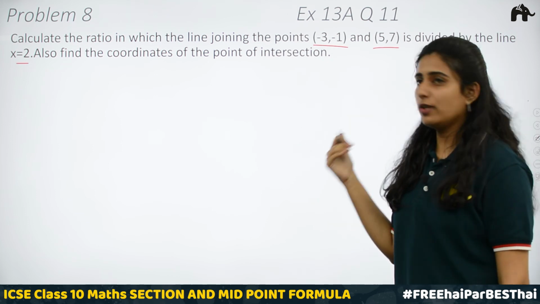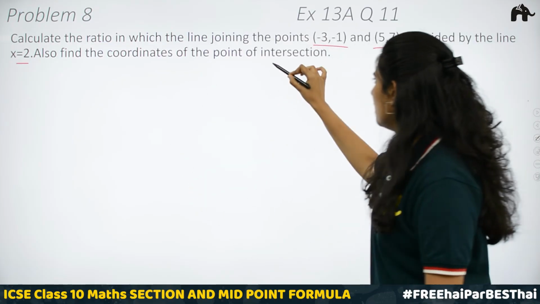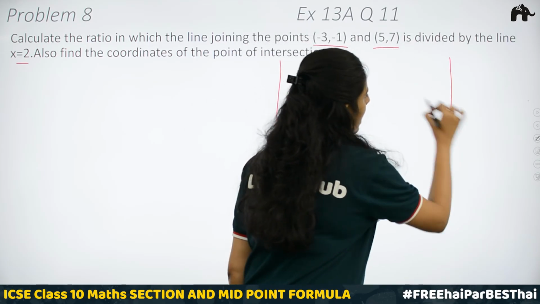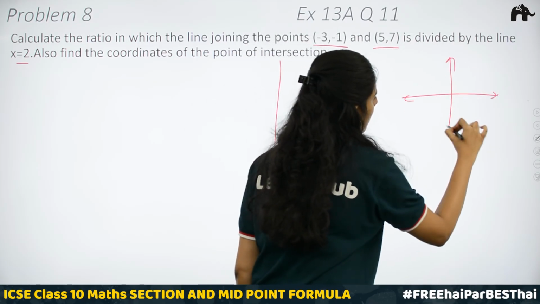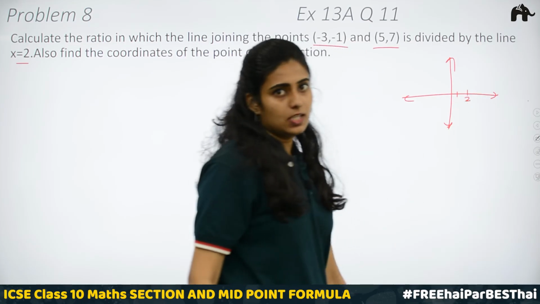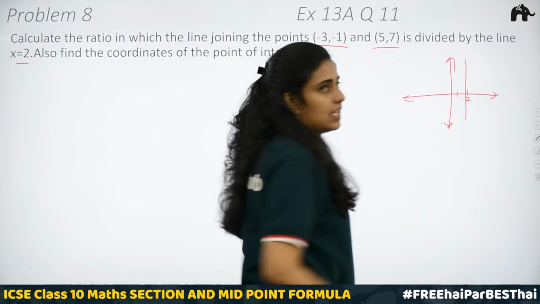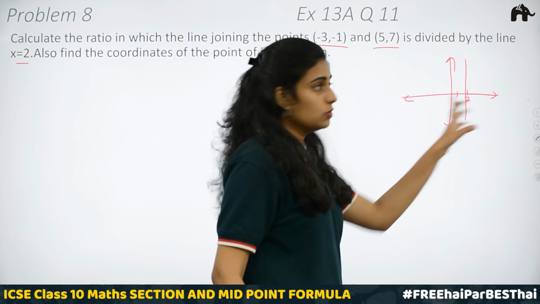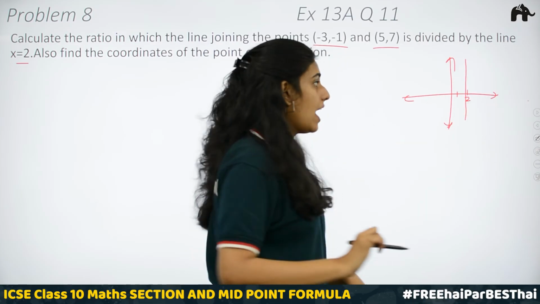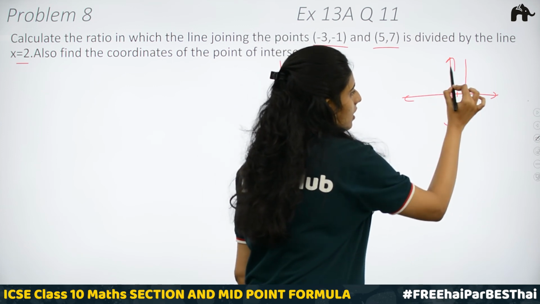We have solved many questions, but here it is given the line x is equal to 2. Where does the line x is equal to 2 come? Here we have the x-axis and y-axis. This is the point 2. X is equal to 2. And a line which we consider perpendicular to this x-axis passing through 2, all the points which lie on this line will have x coordinate equal to 2. Y coordinate changes. Here the y coordinate will be 1.